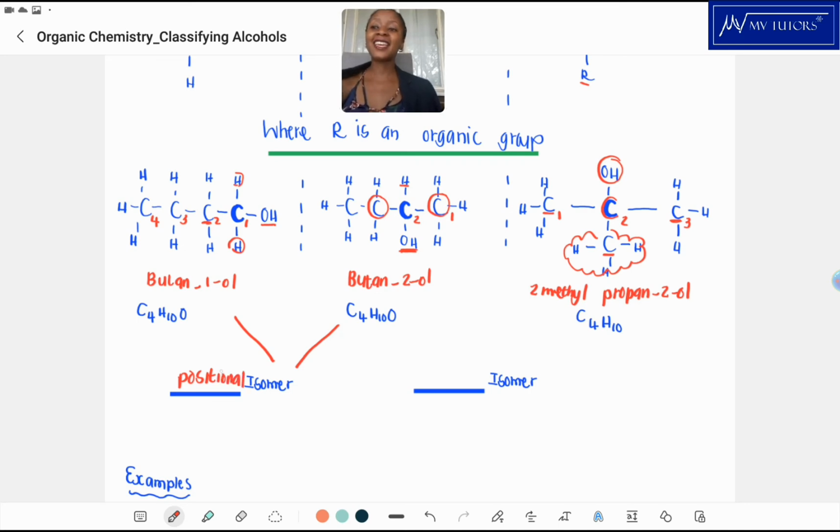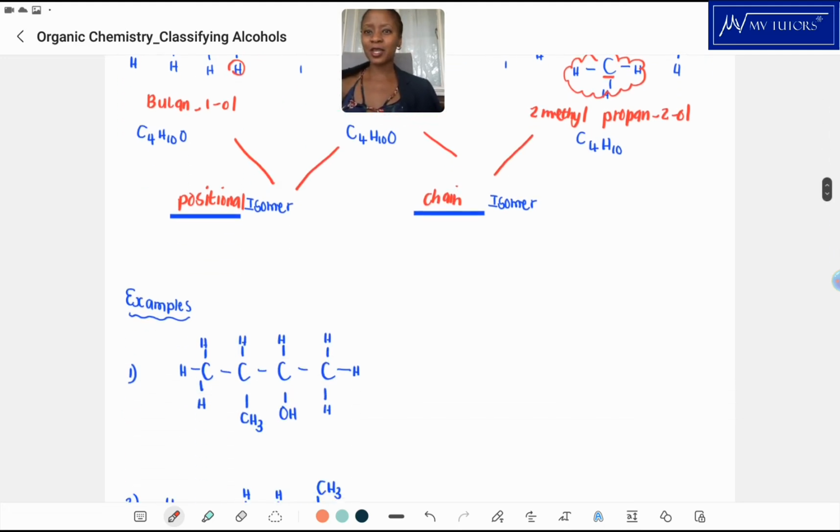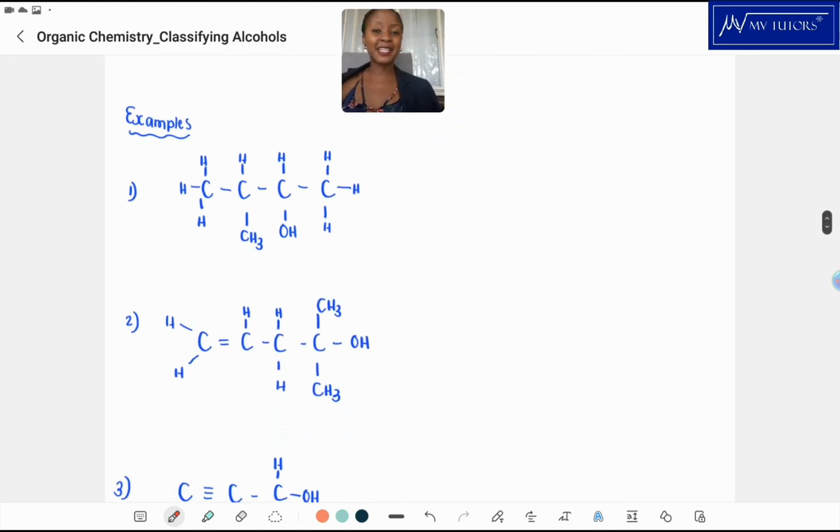Okay, and then between these two, what kind of isomer do we have? Well, I see here for butane 2-ol, I have a straight carbon chain, but for my 2-methyl propan-2-ol, I actually have a branched chain. So this would be my chain isomer. Okay, coolies. Now let's have a look at some examples and then identify what kind of alcohol we have, and then we're going to name our alcohol.